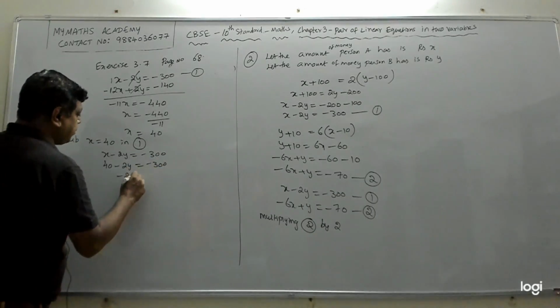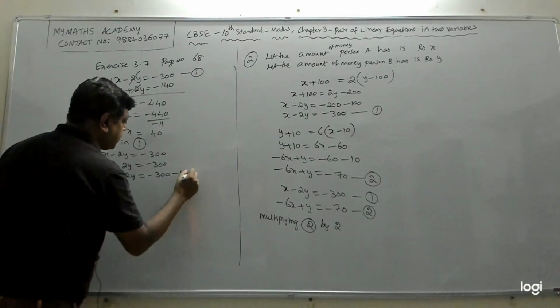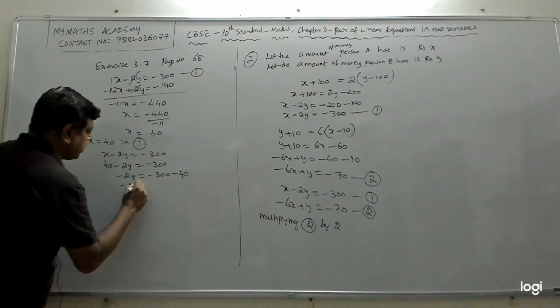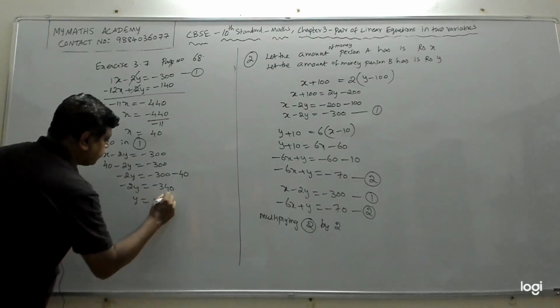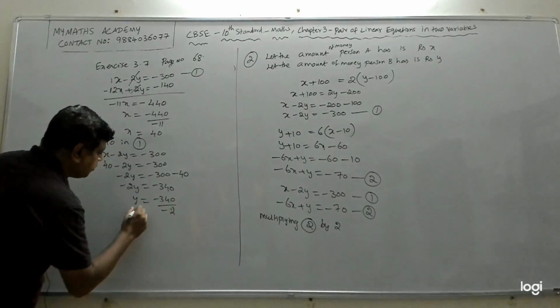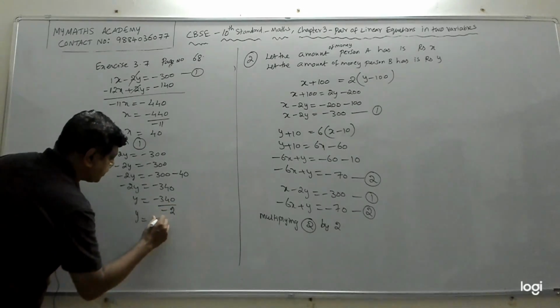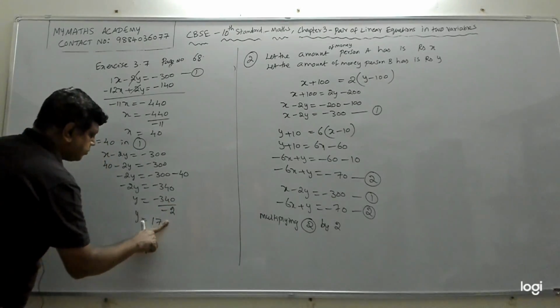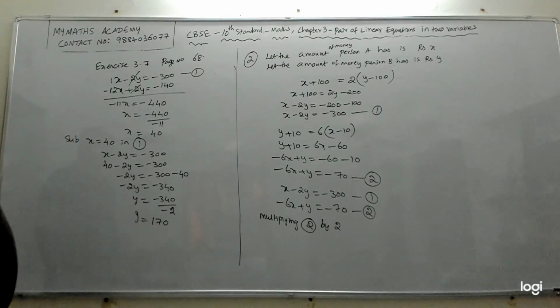My 2y will become minus 300. This plus 40 will go this side. It will become minus 40. So, minus 2y will become minus 340. My y will become minus 340 by minus 2, which means my y will become 170. This is 170. Clear?